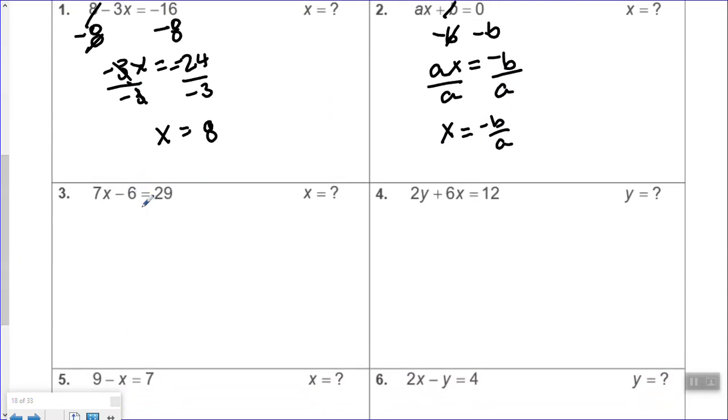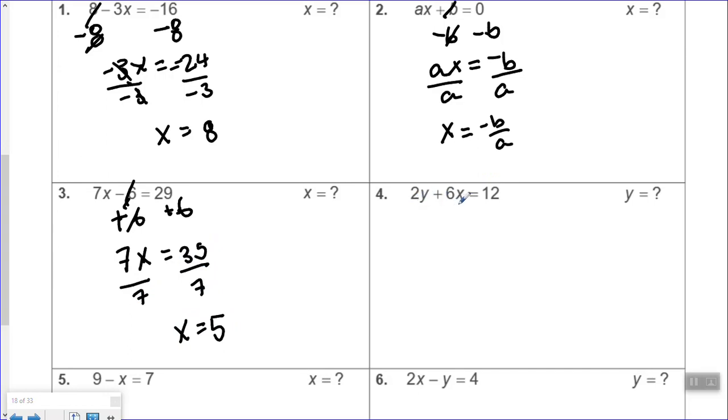7x minus 6 equals 29. So add 6 on both sides. And then 7x equals 29 plus 6 is 35. Divide both sides by 7. x equals 5.